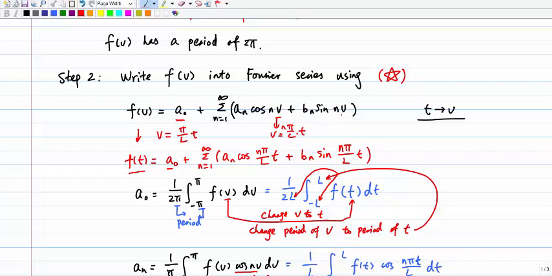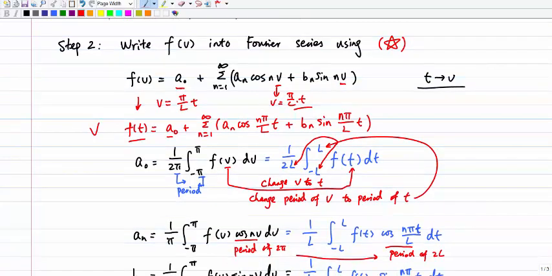Similarly, we change this v in the same way, so what I have is bn sine n pi t over L. That's what's happening for the general form. Similarly for a0, an and bn, we also do some change, because I don't want to use f(v), I need to use f(t). So this is what's going to happen. The a0 is 1 over 2 pi from negative pi to pi. Here pi is the fundamental period, or I just say use the period of my f(v).